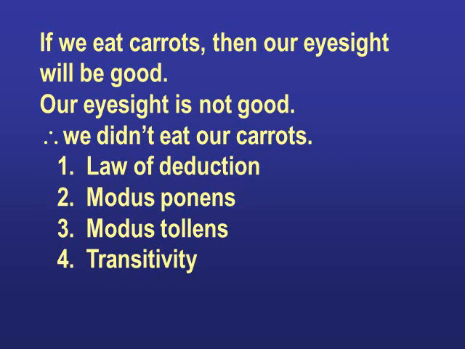If we eat carrots, then our eyesight will be good. Our eyesight is not good. Therefore we don't eat our carrots. So, think of it as an if P then Q scenario. What do I have? I'm talking about if P then Q, not Q. Okay, so the Q part is second, right? Our eyesight will be good. Oh, my eyesight's not good. Not Q. Therefore, not P.